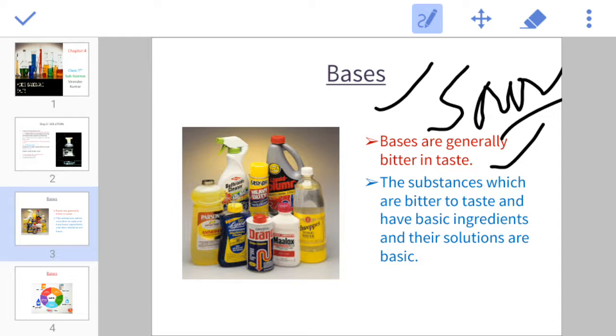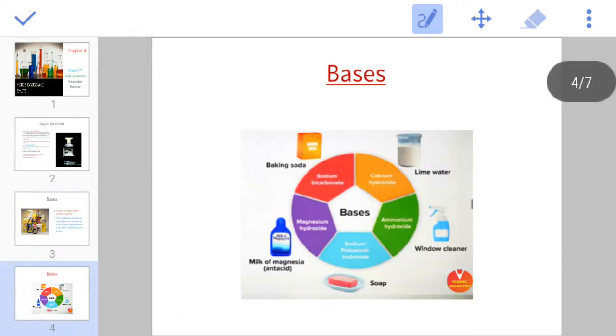The substances which are bitter to taste and have basic ingredients. It means that substances which are made up of basic ingredients, their taste is bitter and their solutions are called basic solutions. Here in the figure you can see examples of the basic solution, either in the solution form or in the liquid form. They are called bases. Next, you also have to draw this in the fair notebook.